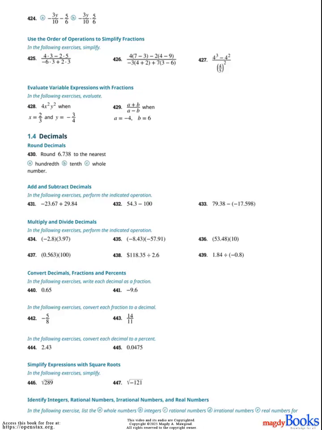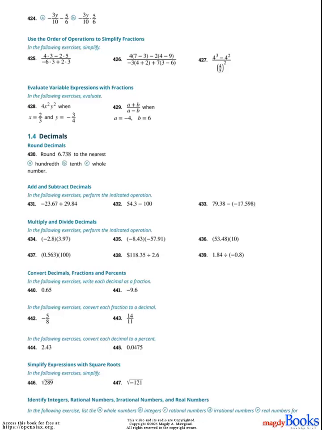426. 4 times (7 − 3) minus 2 times (4 − 9), all divided by −3 times (4 + 2) plus 7 times (3 − 6). 427. (4³ − 4²) divided by (4/5)².